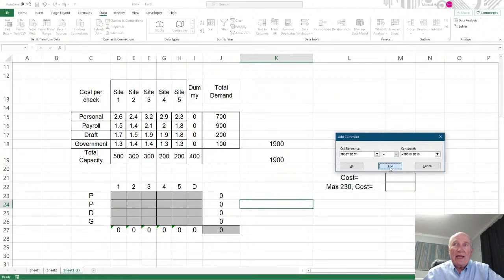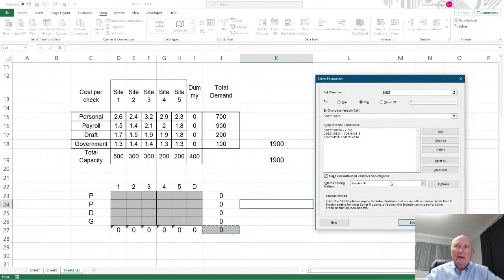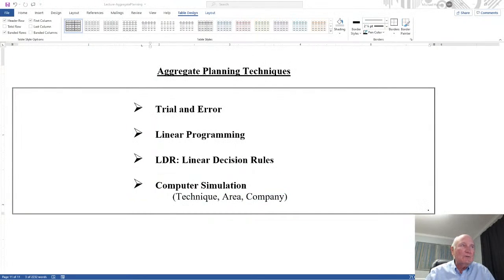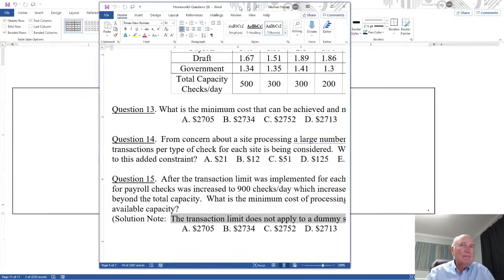But I'm also going to add the limit. And so the dummy doesn't count on the limit, only like you cannot service more than 230, that doesn't matter. But only the sites matter to the 230. Okay? And then solve this thing, and that's how you solve that one. Then you get the solution there. Let me close this out. And notice what I say here. Where'd it go? Here it is.